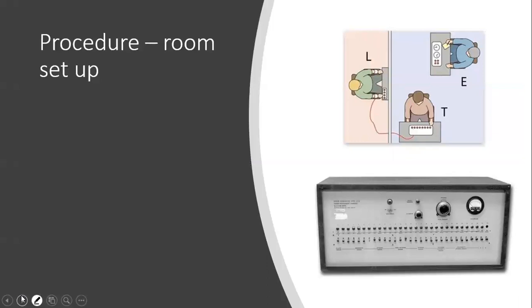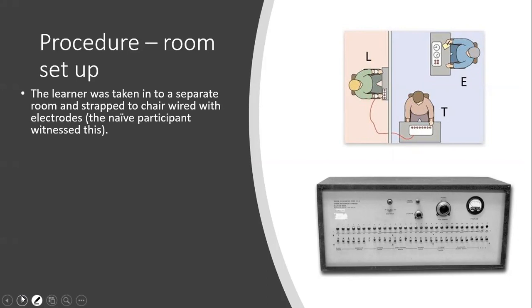Now, the room setup. I've got a nice little diagram next to you so you can see what it's all about. Once they had their lots taken, the learner, Mr. Wallace, was taken into a separate room and wired to a chair which had electrodes on it. It had to look legitimate. Here, deception occurred again. This was all pretend, because the learner, Mr. Wallace, didn't actually receive any electric shocks. But once they selected him, they gave him a 15-volt electric shock, which is a bit like static electricity, to make it look legitimate.